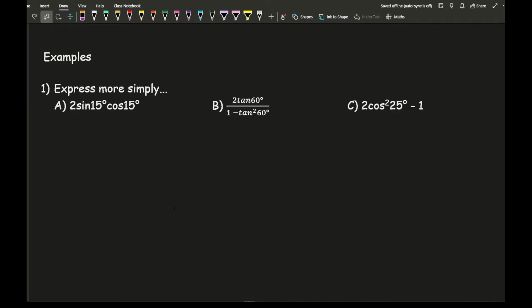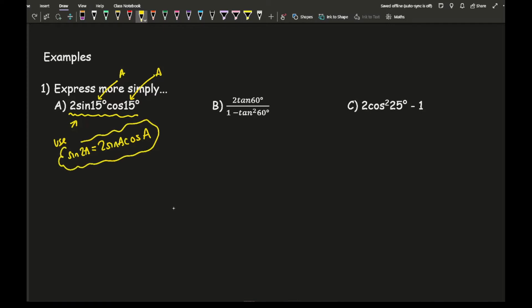So let's have a look at this first question. All it's asking us to do is to express more simply what each of these expressions are actually going to be. So for this first one of 2 sine 15 cos 15, what I'm going to do is use my knowledge that sine 2A equals 2 sine A cos A. Now what I'm doing here is trying to find which trig identity resembles this. If I simply replace the 15 with A, it becomes 2 sine A cos A, then this resembles this. Now using that, I can see that my A is going to equal 15.